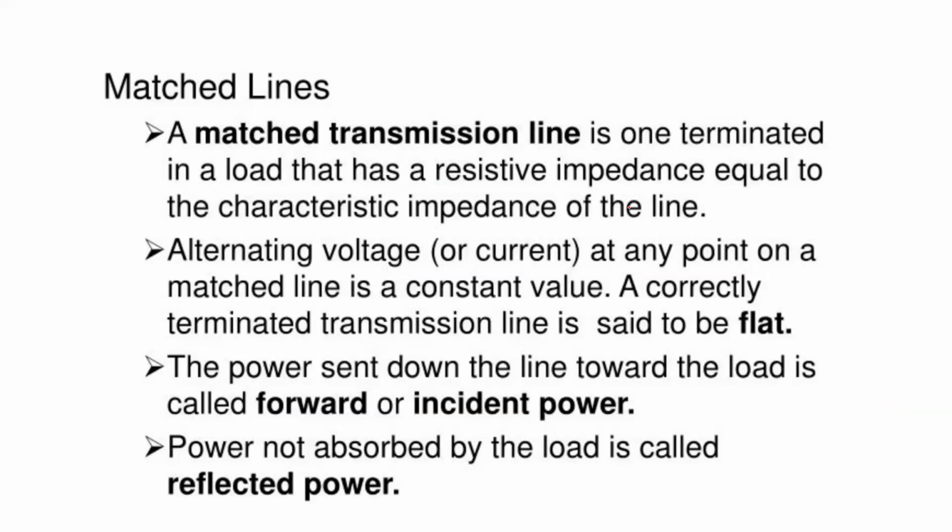And this also is a known concept to us. A transmission line is said to be a matched transmission line if the line is terminated with a load impedance which is equal to the characteristic impedance. So if the impedance at the load is equal to the characteristic impedance of the transmission line, then we can name the transmission line a matched transmission line.